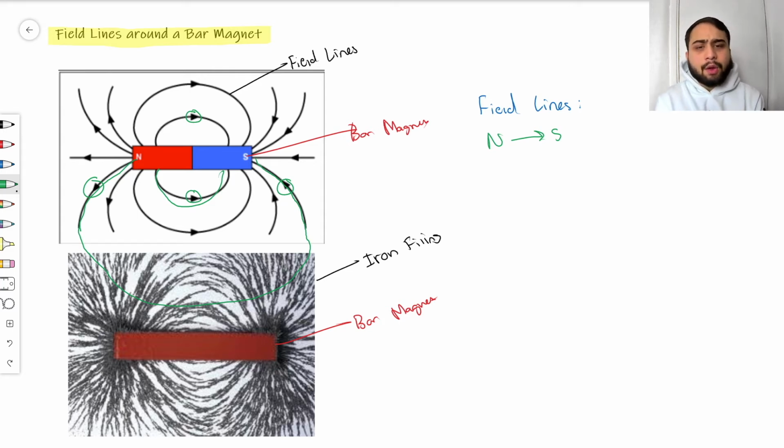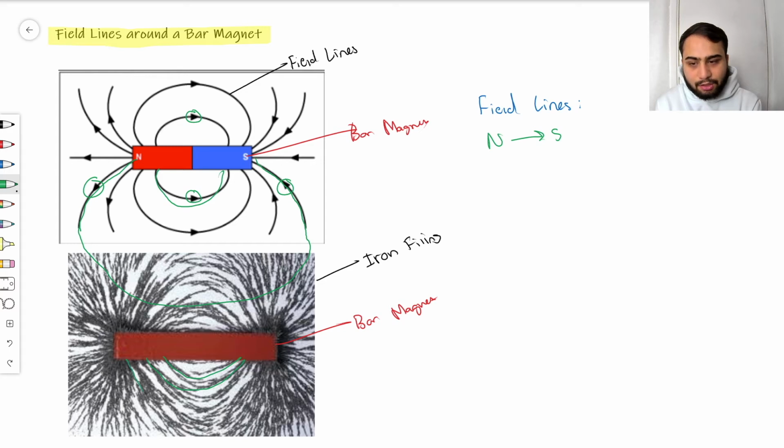Now, when we look at the iron filings, we can't actually tell which direction the iron filings are traveling. But if we look very closely, we can see that the exact same field line pattern is traced out by the iron filings themselves.